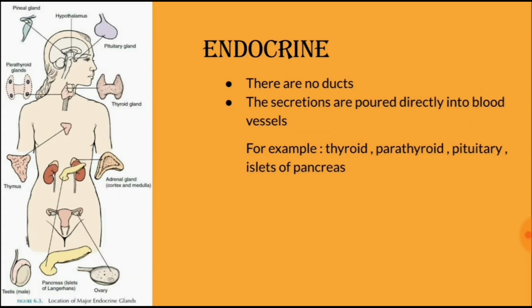Moving to the endocrine. So as I told, endocrine directly releases the secretions into the blood. They don't have any ducts, and these secretions are directly poured into the blood vessels. So the secretions that are being released from endocrine glands are usually termed as hormones. And the examples for few endocrine glands are thyroid, parathyroid, pituitary, islets of pancreas. So these secretions will be dealt in detail in the upcoming videos.